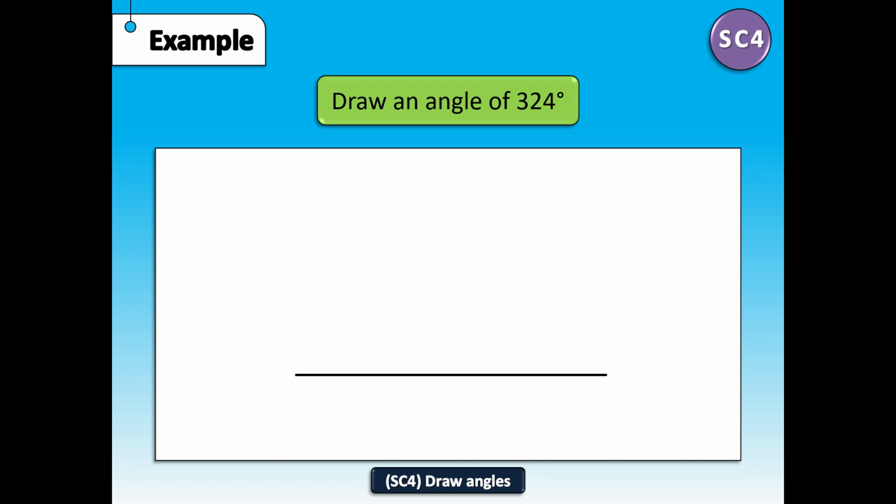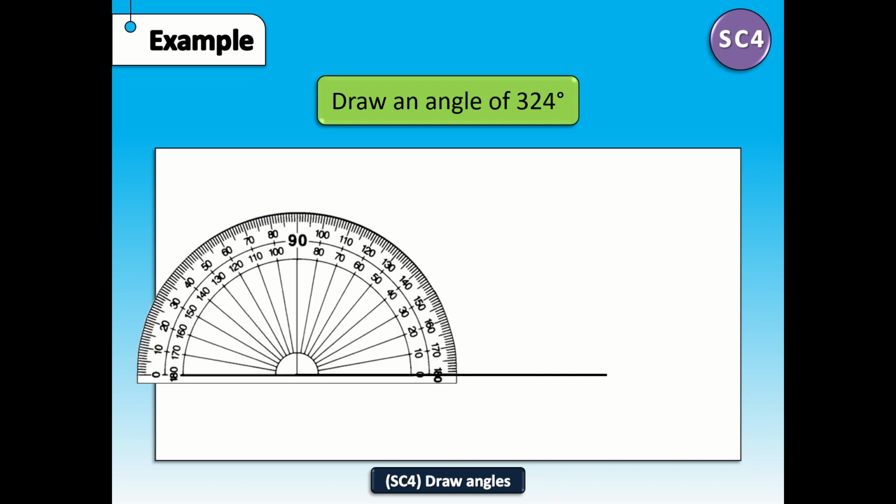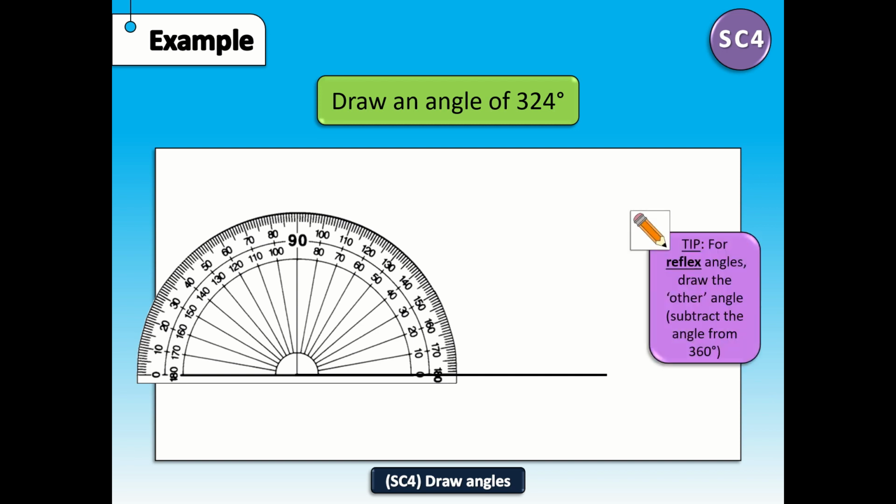This time we want to draw an angle of 324 degrees. So we put our protractor on the end of the line. Now because 324 is bigger than 180, it doesn't fit on our protractor, so we need to take this away from 360. So if we draw a 36 degree angle and then highlight the outside of the angle.